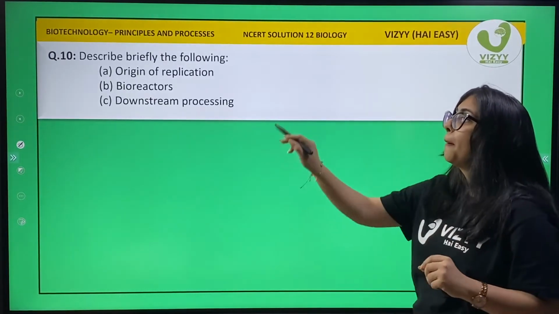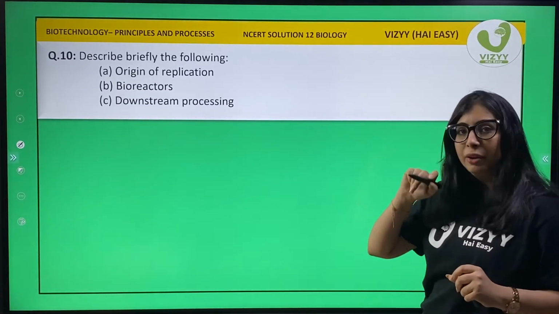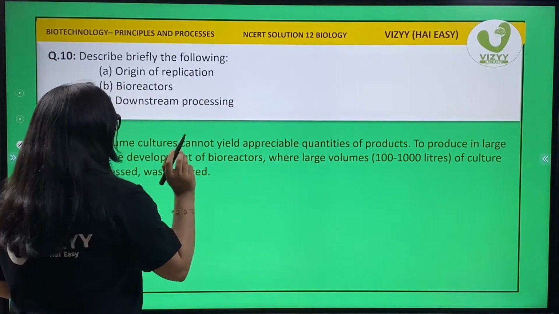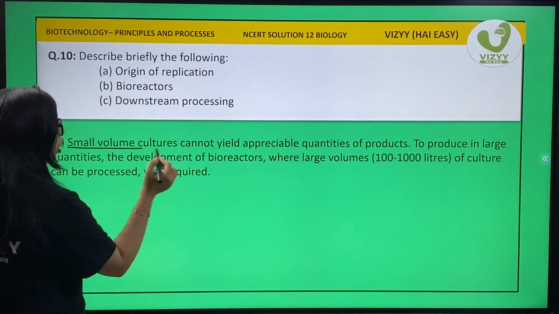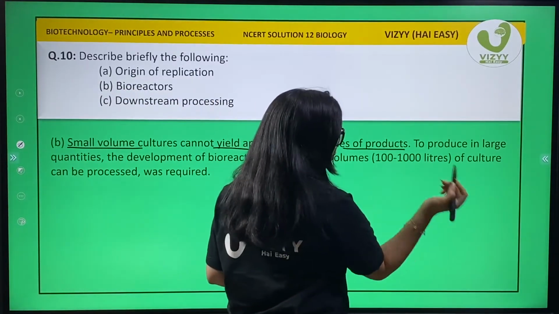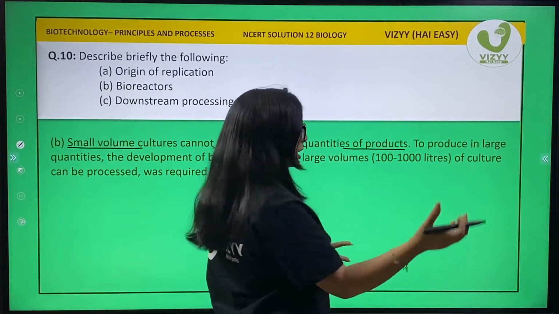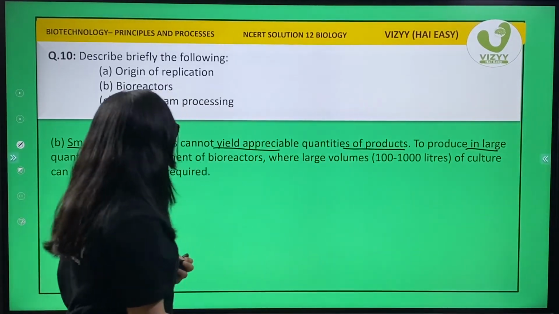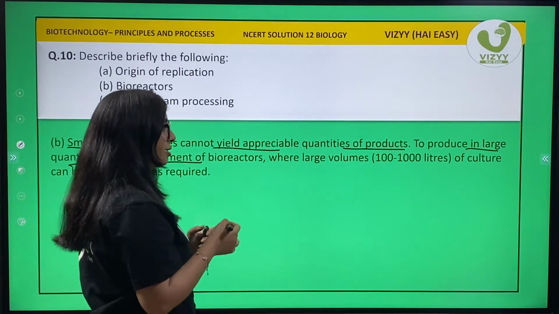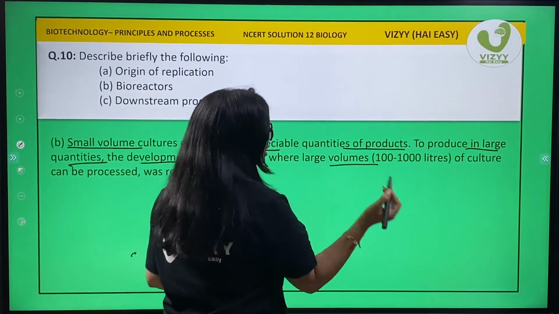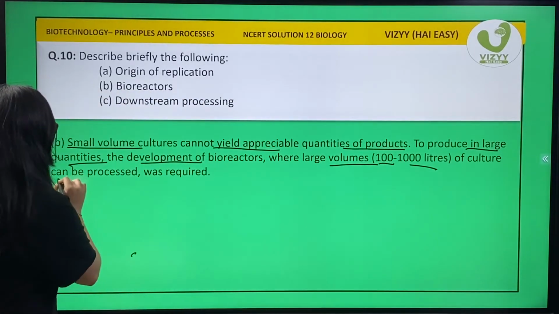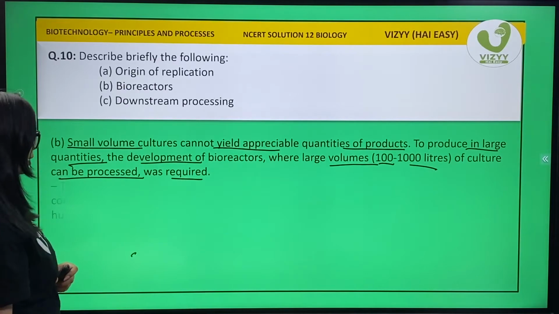Now, bioreactors. What are bioreactors? Small volume cultures cannot yield appreciable quantities of a product. Now these are quite large. So to produce in large numbers, the development of bioreactors occurred, where large volumes, that is from 100 to 1000 liters of culture, could be processed.